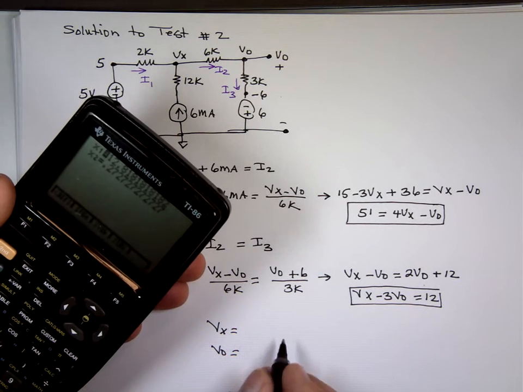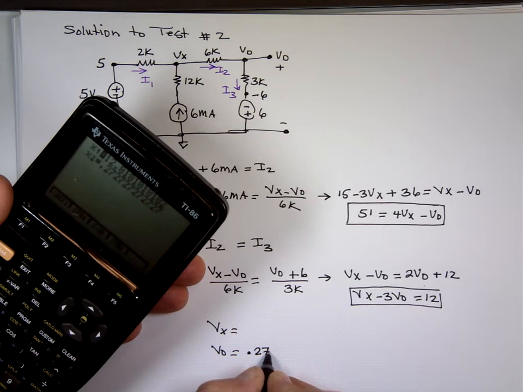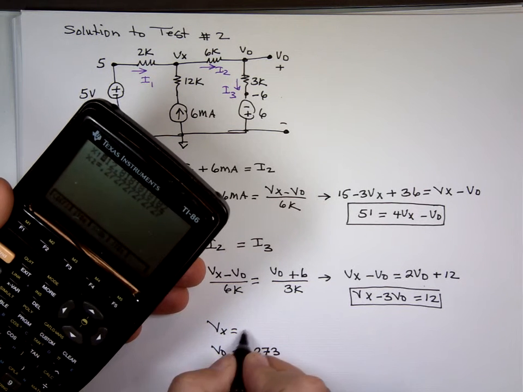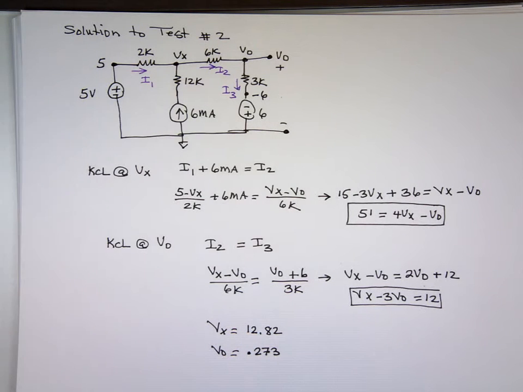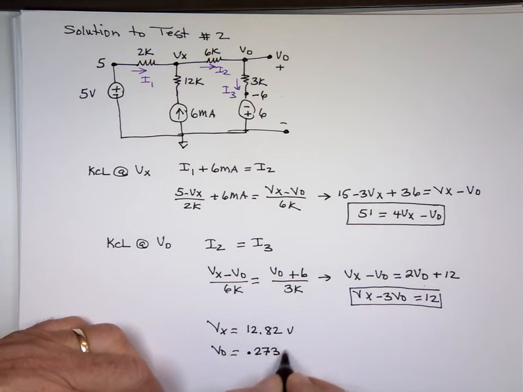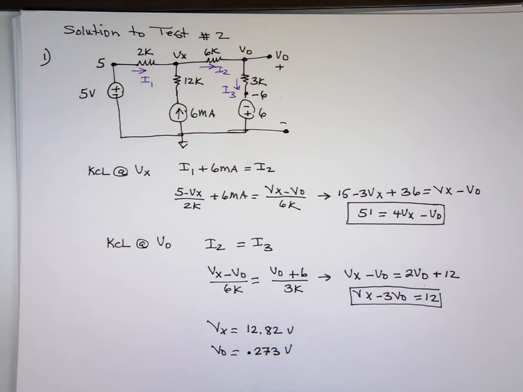I get V out to be what? 0.273, and I get Vx to be 12.82. That's question one. Nice and neat.